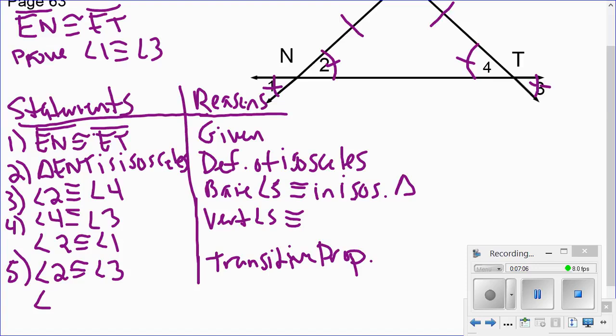Angle 1 is congruent to angle 2, angle 2 is congruent to angle 3, that means angle 1 is congruent to angle 3, and that's again by the transitive property. So we've just proven what we were supposed to prove. Angle 1 is congruent to angle 3. Okay, so that is a two-column proof.